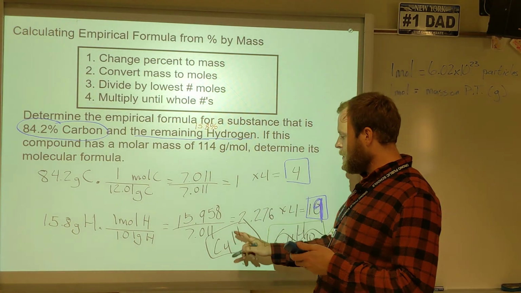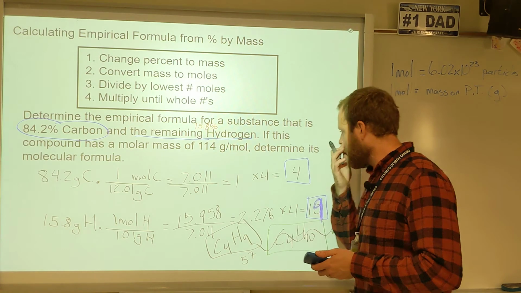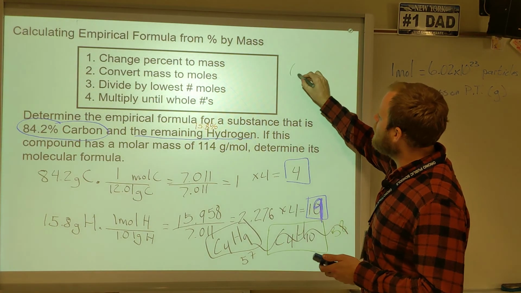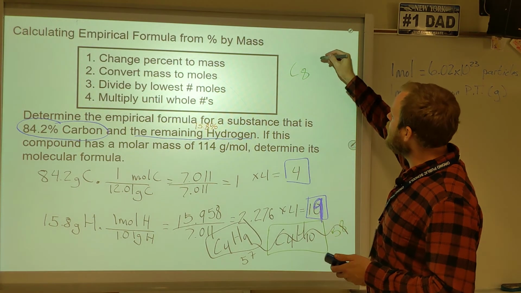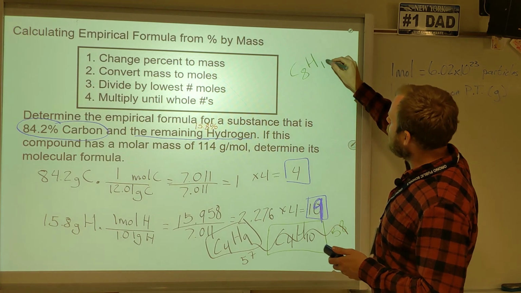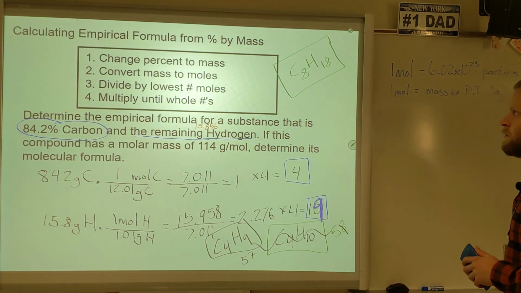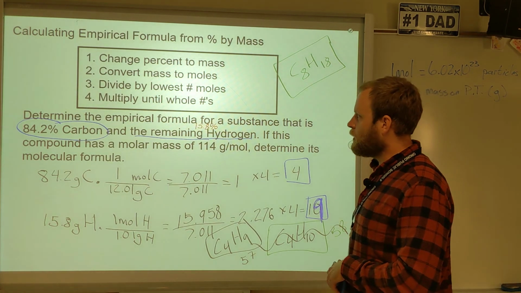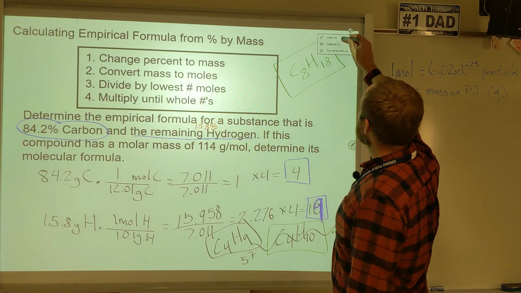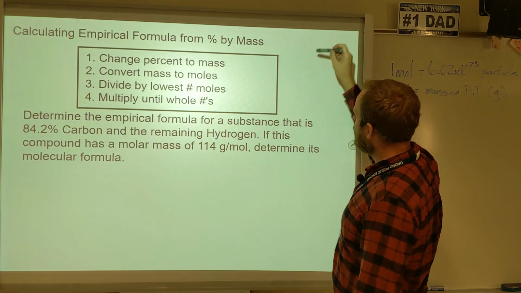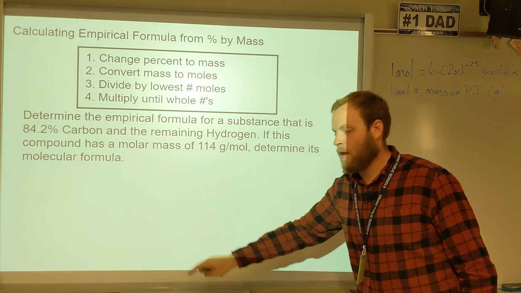Great. We have our empirical formula. If you double it, you get the molecular formula. So C4 becomes C8. H9 becomes H18. Whew. Thank goodness we did it. Go team. And that's it. I believe that's it for the unit as well. Let's check. We're done. Great job.